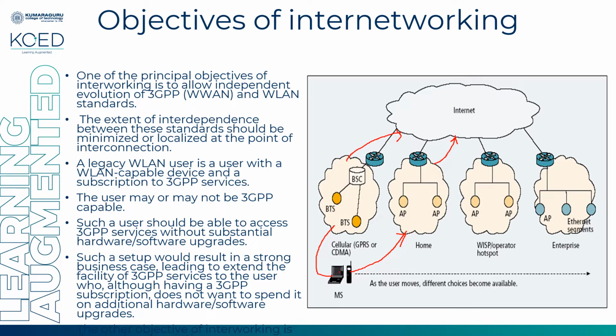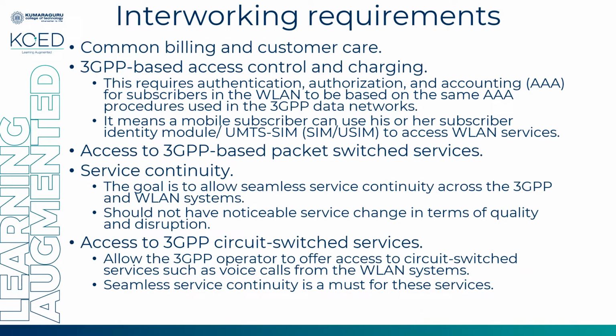This 3G, we call it 3GPP as it is the standard of our 3G network. So this 3GPP standard evolved 3G into 4G and 5G. So in general, we call it 3GPP. So what are the basic requirements for internetworking? We need to have some common billing and customer care.